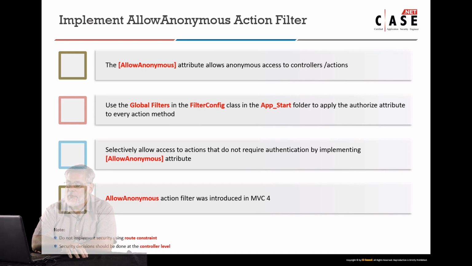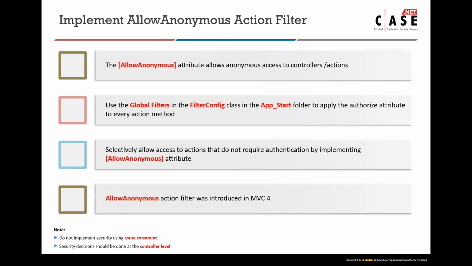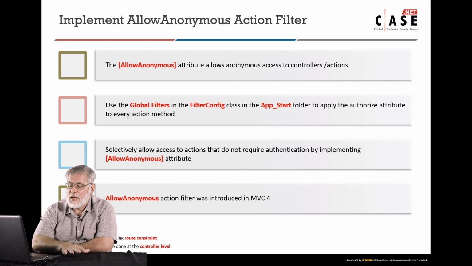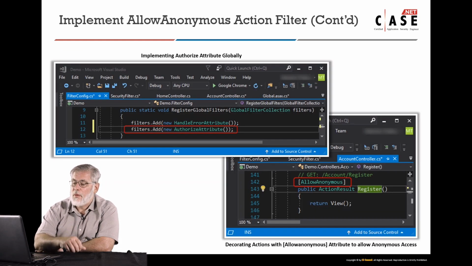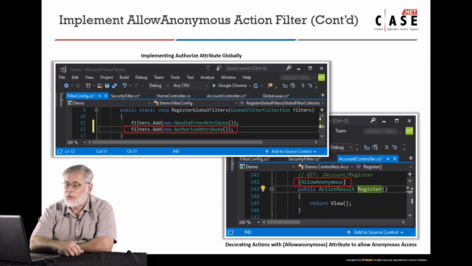Allow anonymous action filter. You may have situations where you have to allow anonymous. We talked about e-commerce sites. That's very common. There is an anonymous action filter first introduced in MVC4. And here we see the code where we're implementing authorize attribute globally.